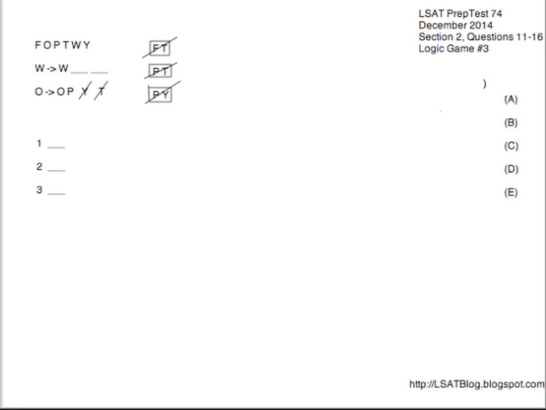Hey guys, in this video I'm going to explain the third logic game of LSAT PrepTest 74, which is the December 2014 LSAT. In this game we're dealing with a grouping element. We have 6 colors of which we're going to choose 5 and then place them into one of 3 different categories, being the 3 different rugs.